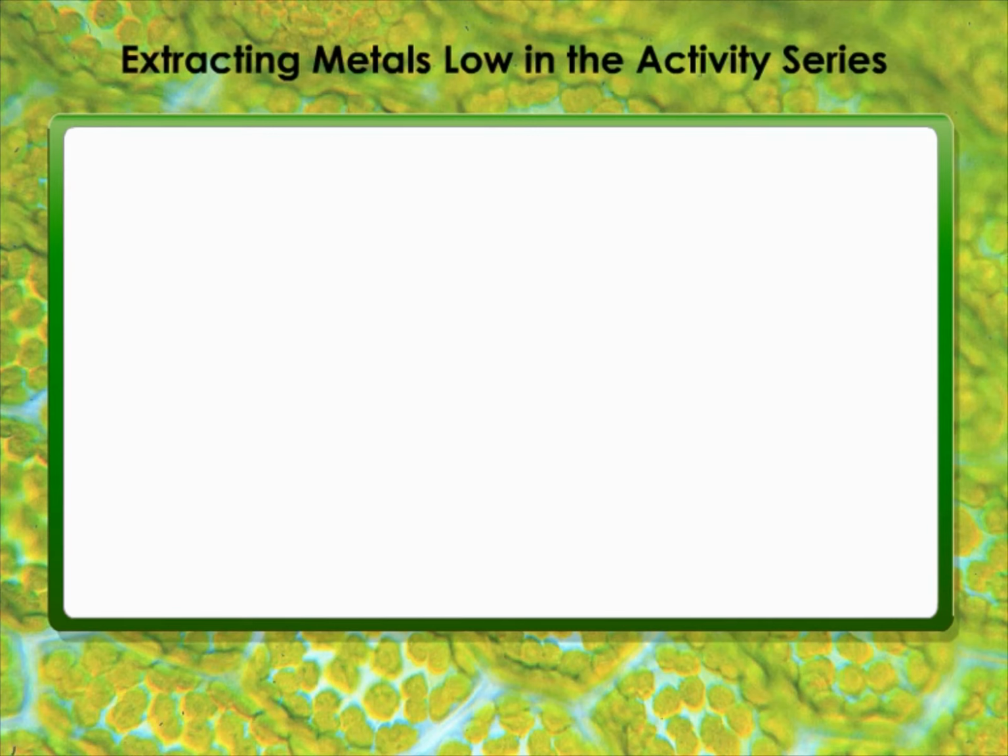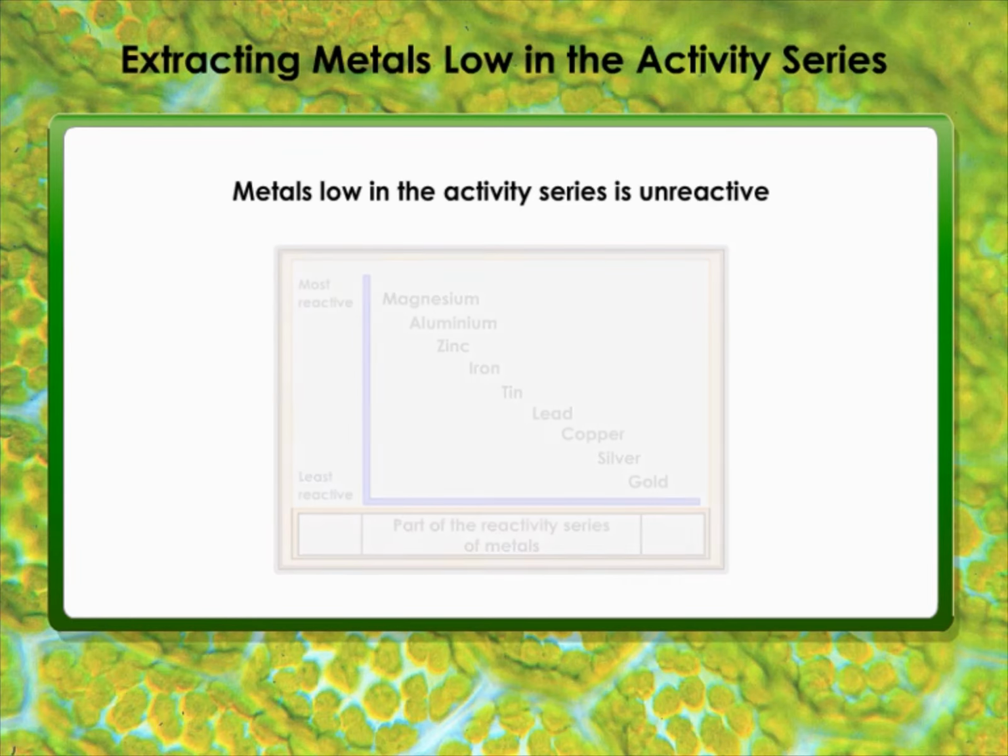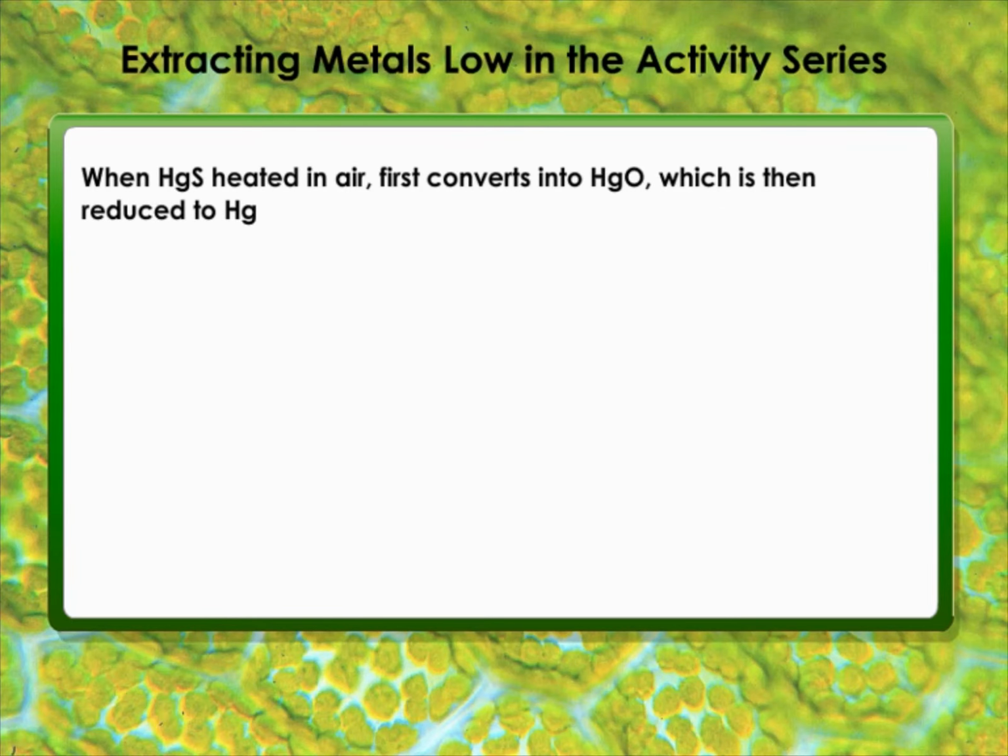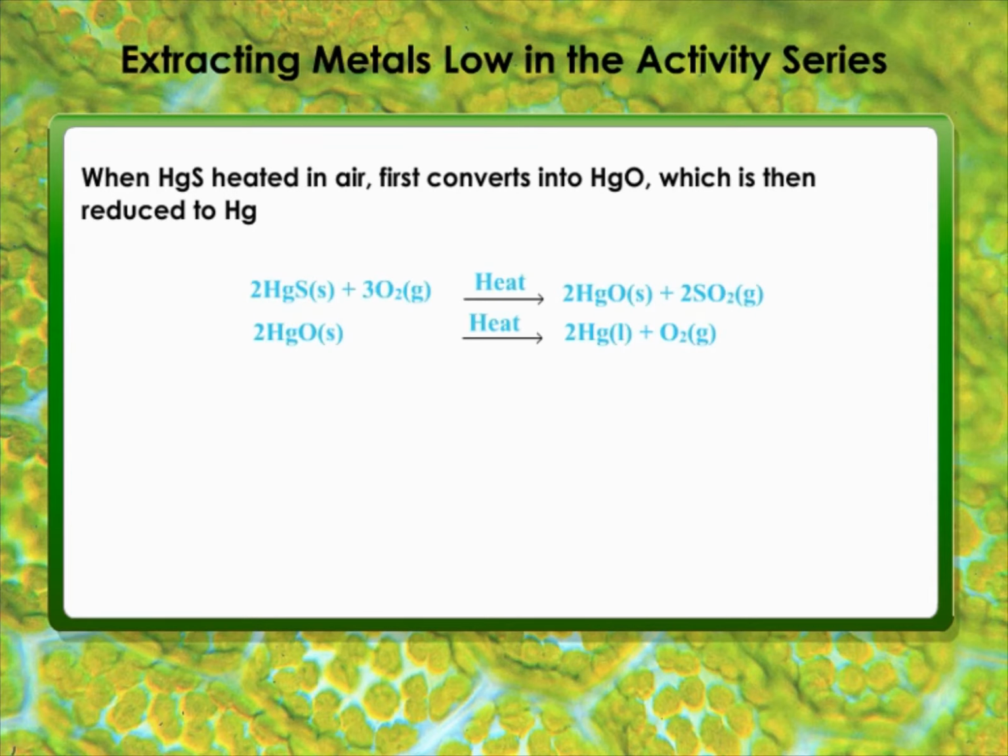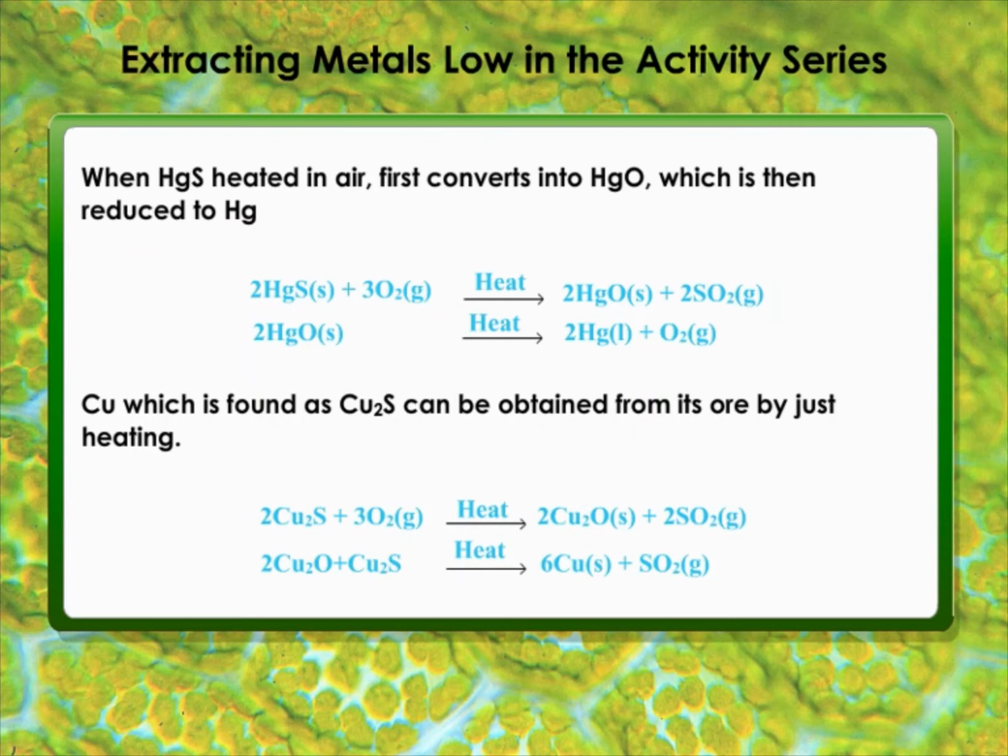Let's know about extracting metals low in the activity series. We've seen that metals low in the activity series are very unreactive. The oxides of these metals can be reduced to metals by heating alone. For example, cinnabar, HgS, is an ore of mercury. When it's heated in air, it's first converted into mercuric oxide, HgO. Mercuric oxide is then reduced to mercury on further heating. Similarly, copper, which is found as Cu2S in nature, can be obtained from its ore by just heating in air.